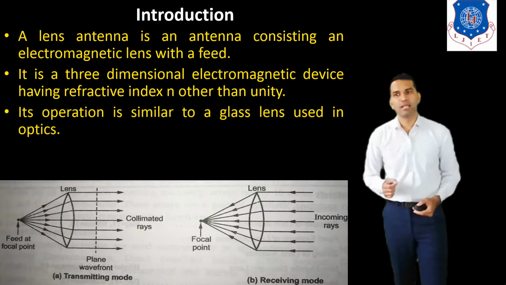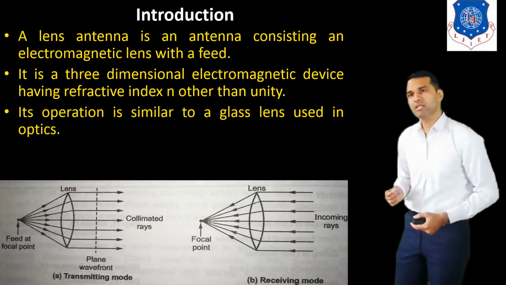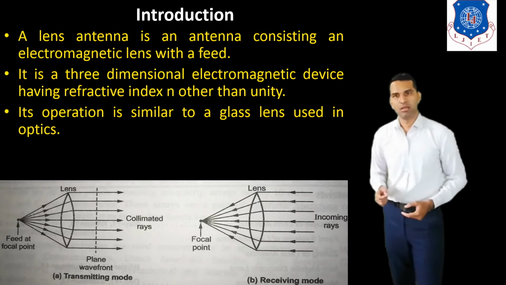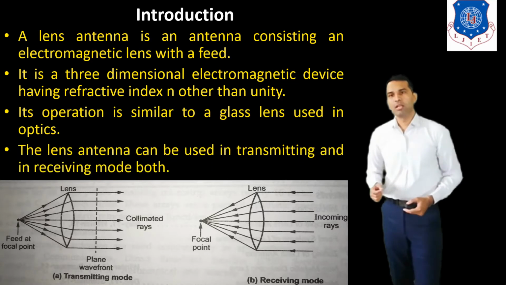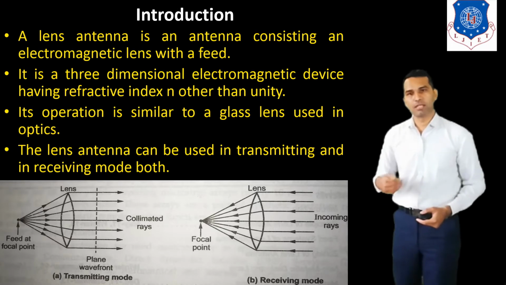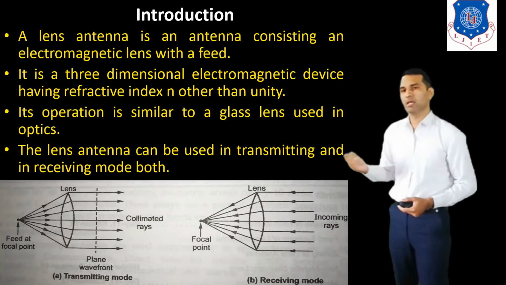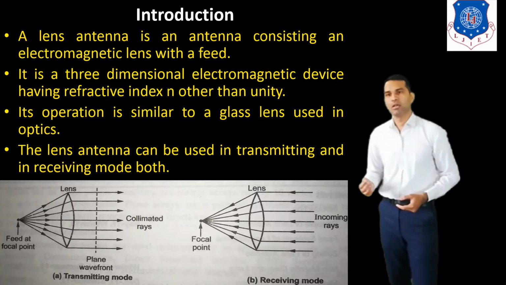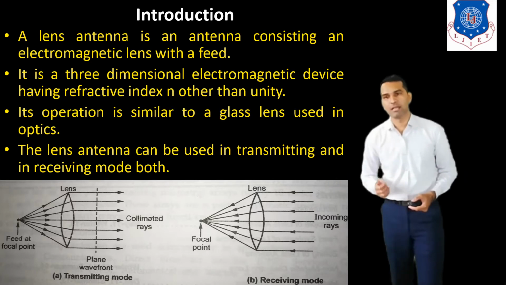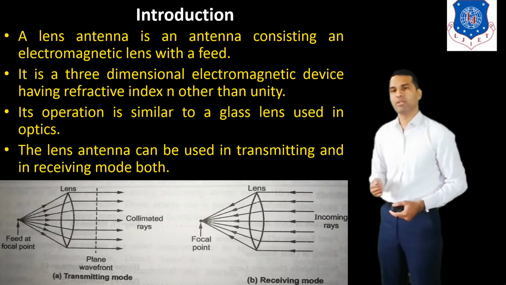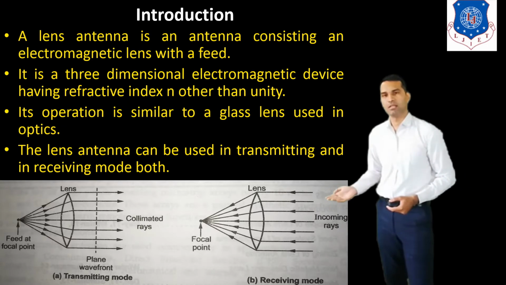Its operation is similar to a glass lens used in optics. The lens antenna can be used in the transmitting as well as in the receiving mode. Here in the figure, A indicates we have used the lens antenna in transmitting mode, and figure B indicates that we use the lens antenna in receiving mode.